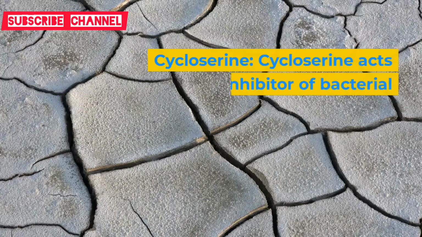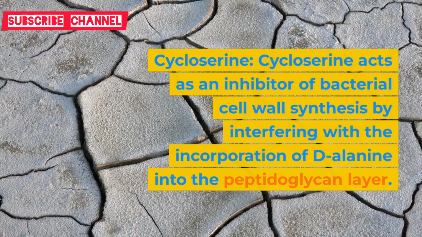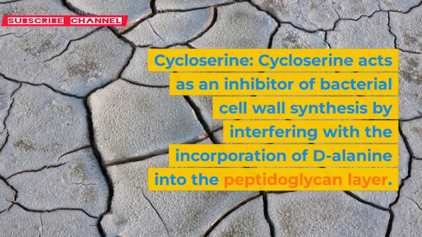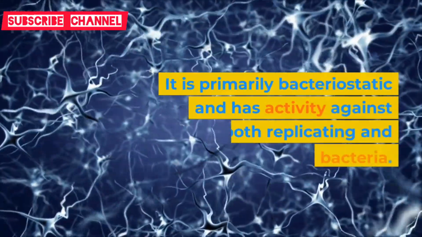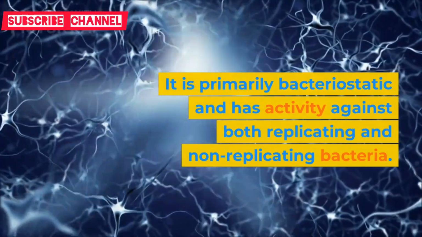4. Cycloserine. Cycloserine acts as an inhibitor of bacterial cell wall synthesis by interfering with the incorporation of D-alanine into the peptidoglycan layer. It is primarily bacteriostatic and has activity against both replicating and non-replicating bacteria.